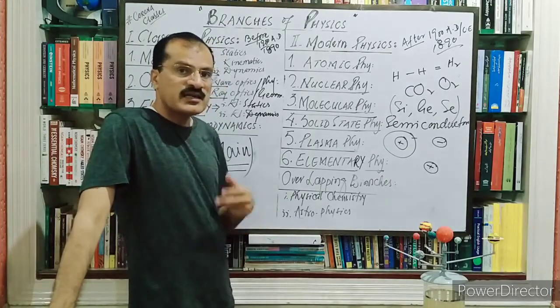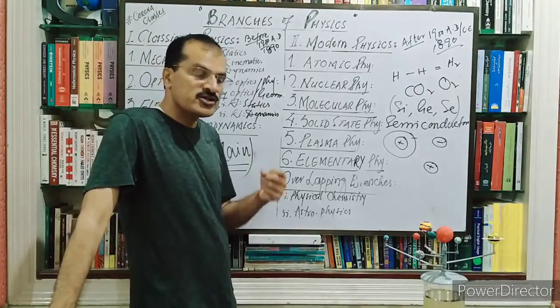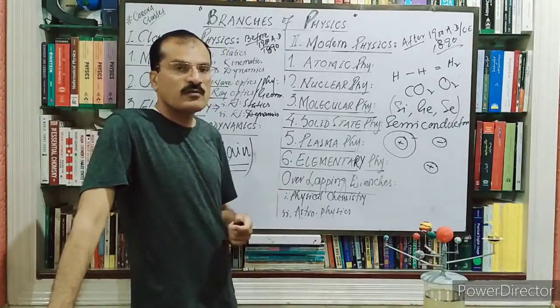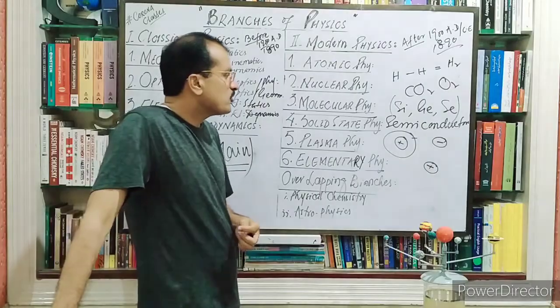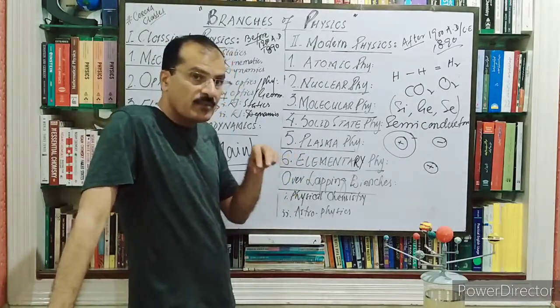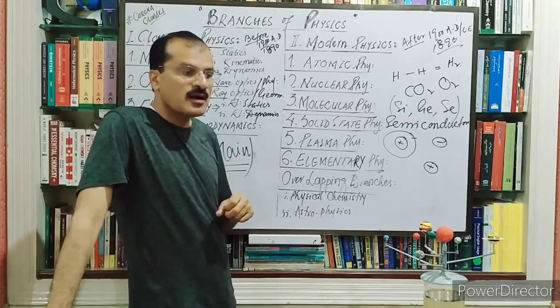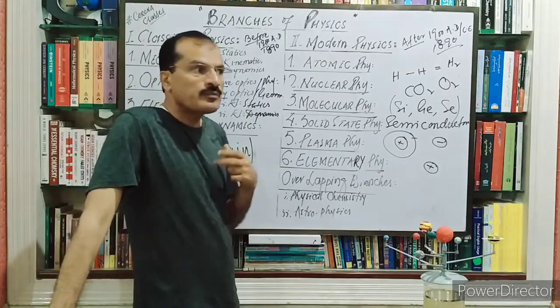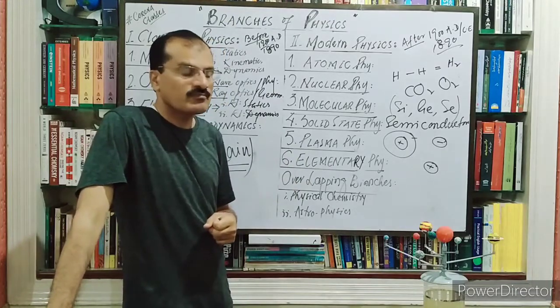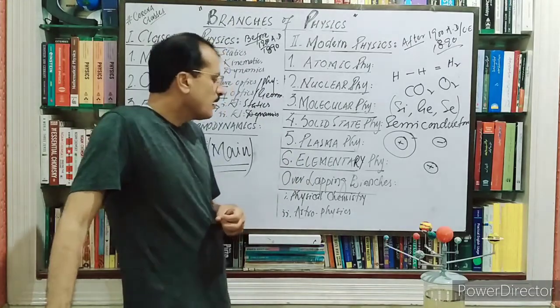And nowadays scientists are mostly working to control the plasma, because plasma can be produced during the fusion reactions. So if we become able to control the plasma, then we can produce the electricity from the fusion reactions. That is the future.